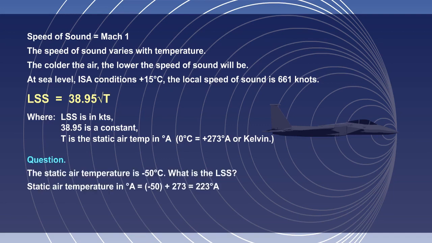Let us work through an example to find the local speed of sound. If the static air temperature is -50 degrees Celsius, what will the local speed of sound be? Remember, we are working in degrees absolute, so the static air temperature is -50 plus 273, which equals 223 degrees absolute or Kelvin. Applying our formula, local speed of sound equals 38.95 times the square root of 223, which gives us a local speed of sound of 582 knots.